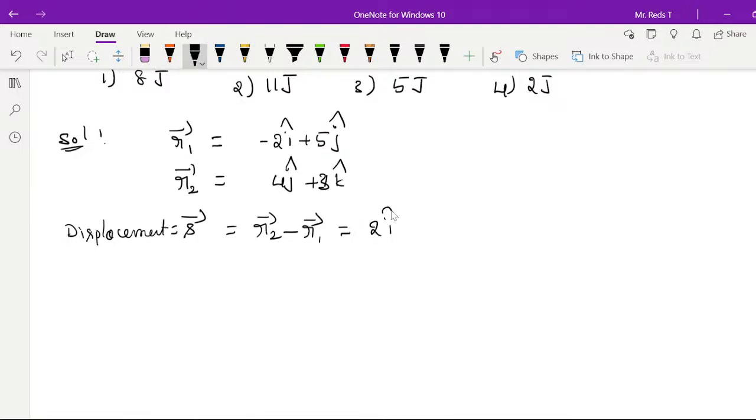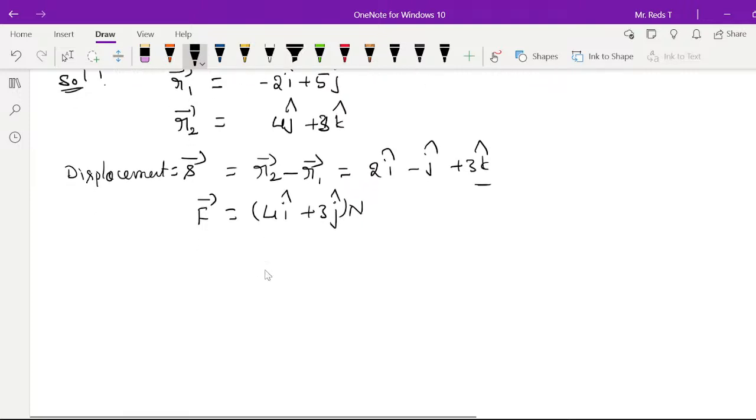So 2i cap minus j cap plus 3k cap will be the displacement vector. Okay, R2 bar minus R1 bar: this minus this, if you do, you will get this one. And the force vector is given as 4i cap plus 3j cap Newton. 4i cap plus 3j cap Newton is the force.